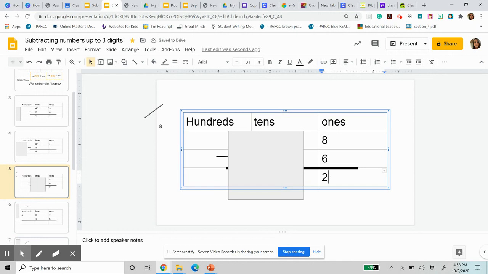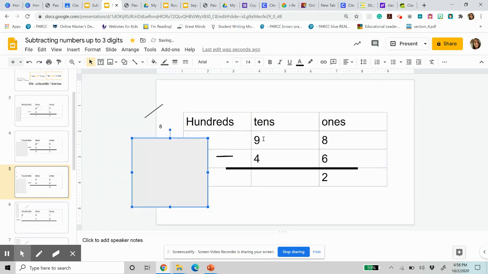So you're not always going to have to borrow. It's only when the number up here is smaller than this number that you have to do it. But it's not all the time. That's why you just check. All right? And then if we came over here, that number's still a 9. We didn't have to unbundle anything, right? So 9, take away 4.